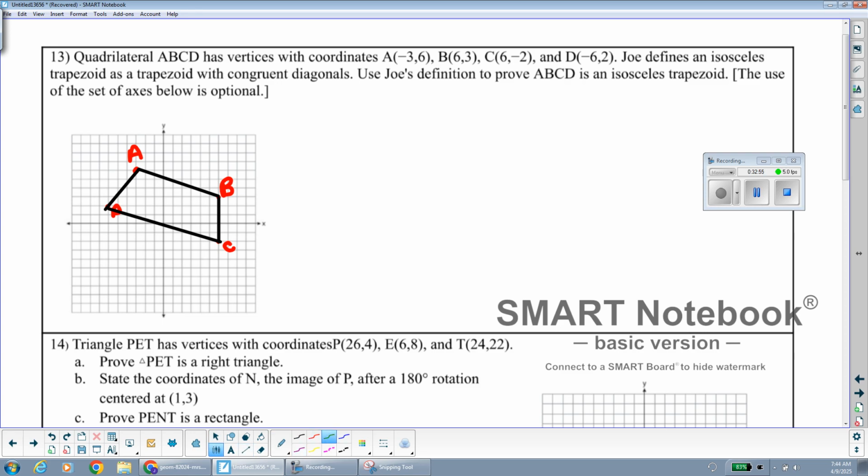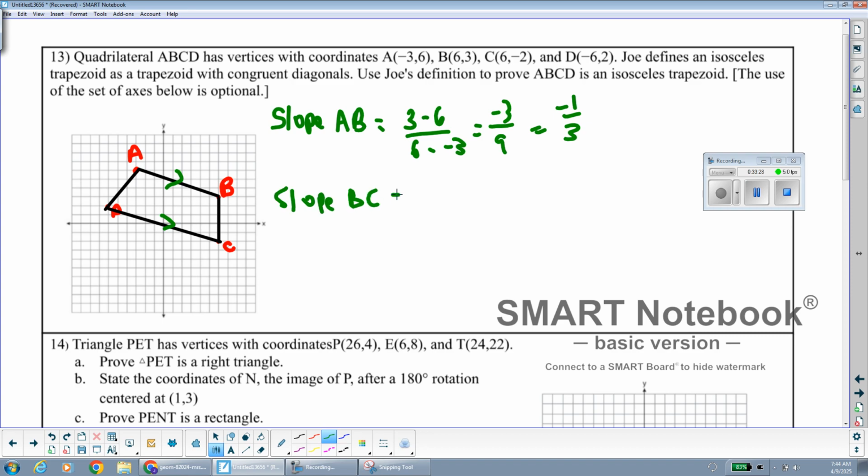Okay. We need to prove that ABCD is an isosceles trapezoid. Before it could be an isosceles trapezoid, it had to be a regular trapezoid first, right? By definition, a trapezoid has one pair of parallel sides, and it's always going to be the bases. So I'm going to find the slope of AB, and I'm going to do it really quickly using y2 minus y1 over x2 minus x1. There we go. I'm going to find the slope of BC, and I should expect it to be the same. Negative 2 minus 3 over negative 6.